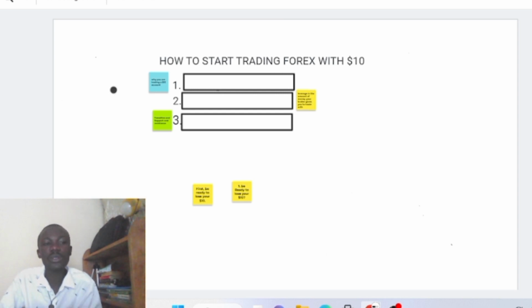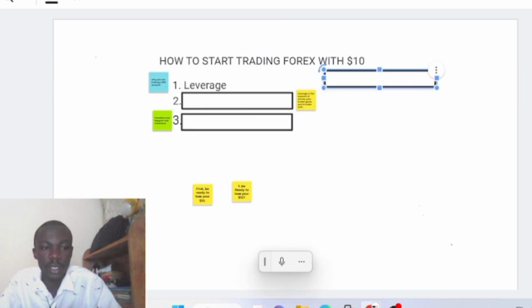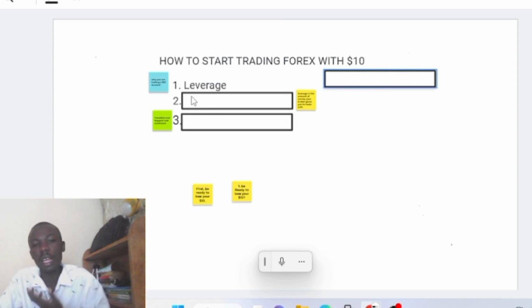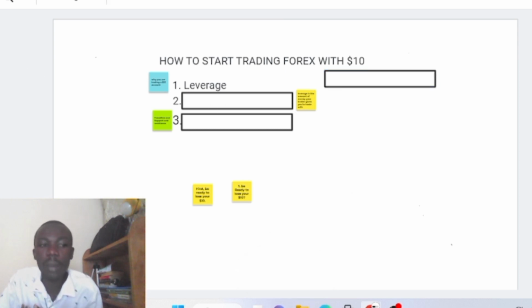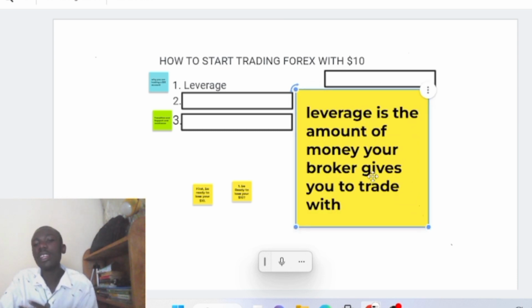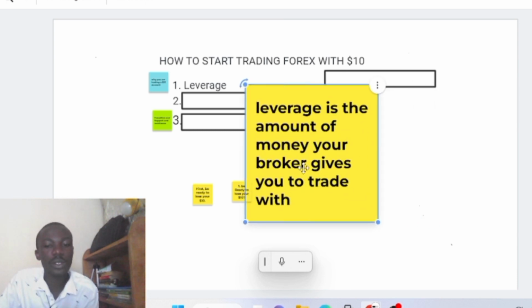Now, the first step that you really need to trade your $10 account is actually this. You need leverage. So this is the first thing that you really need to trade your $10 account. And what does leverage mean? Leverage simply means the amount of money that a broker gives you. What is leverage? Leverage is the amount of money your broker gives you to trade for you.